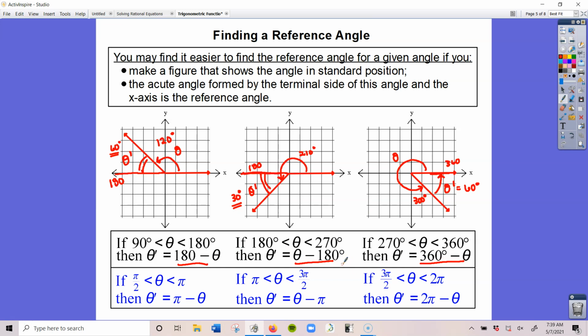Now, if we were doing radians, instead of doing 180 minus theta, 180 corresponds with pi, so pi minus theta, and so on and so forth for replacing your 180 with pi and 360 with 2 pi. However, I'll show you a shortcut with finding a reference angle for the radian measures.